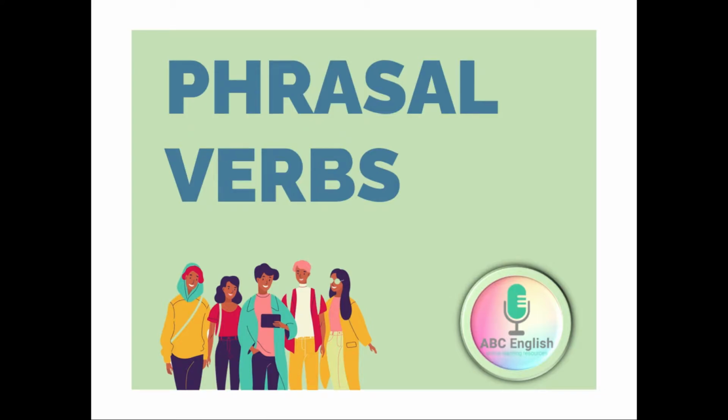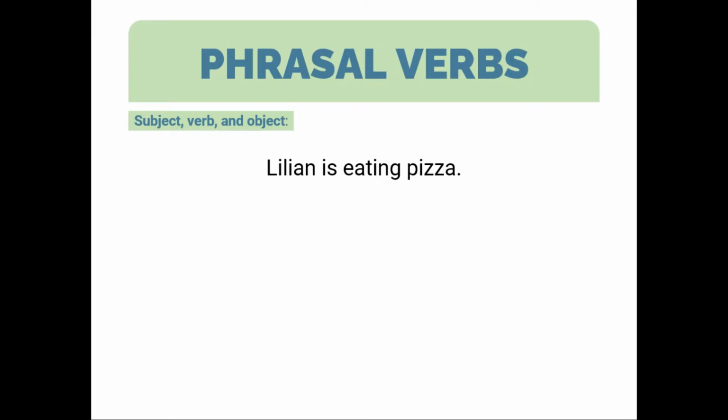Now, without further ado, let's start with the first topic from Unit 1, phrasal verbs. First of all, we will recap three basic parts of speech: subject, verb, and object. To do so, take a look at the following sentence. Lillian is eating pizza. Can you identify the subject, the verb, and the object of the sentence?